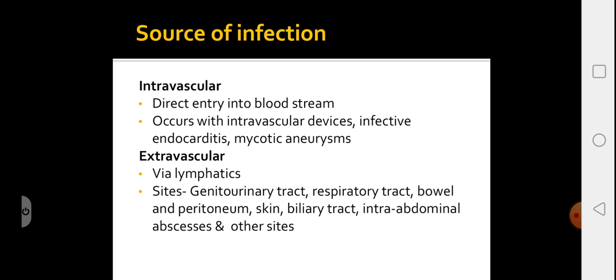Extravascular sources are the genitourinary tract, we discussed urosepsis, the respiratory tract, and intra-abdominal infections, which reach the bloodstream via the lymphatics.